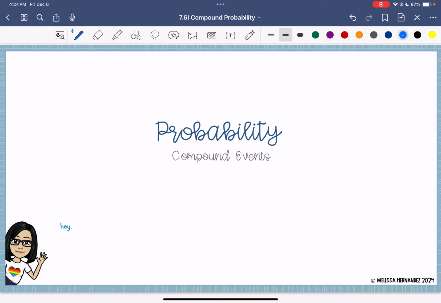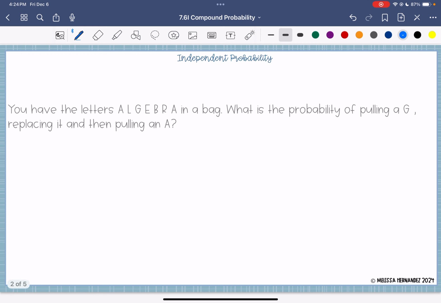Hey, welcome back. In this video, we're going to discuss probability, specifically probability with compound events. That's more than one event. They can either be independent of each other or dependent. Let's get started so you can see what I'm talking about. So probability really is just multiplying fractions.